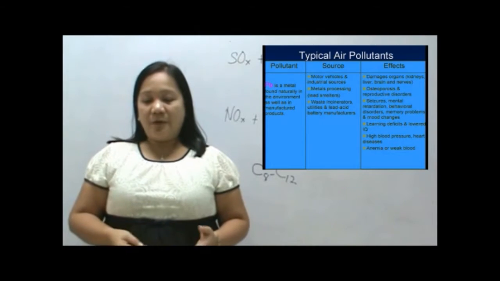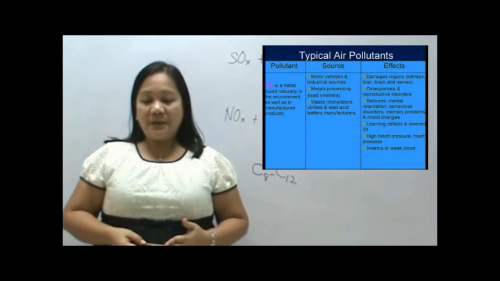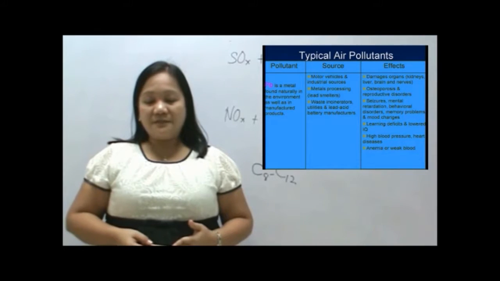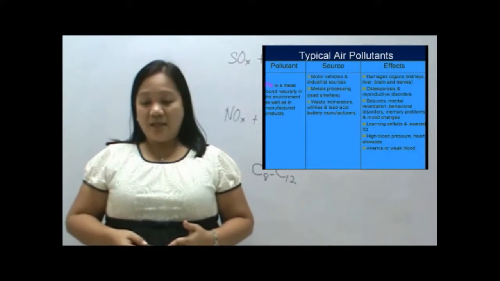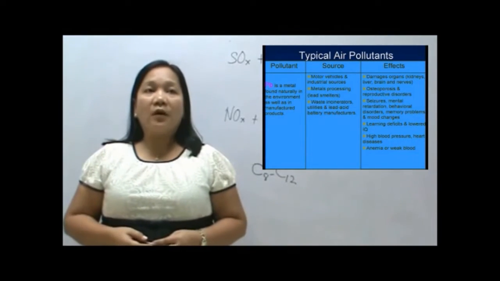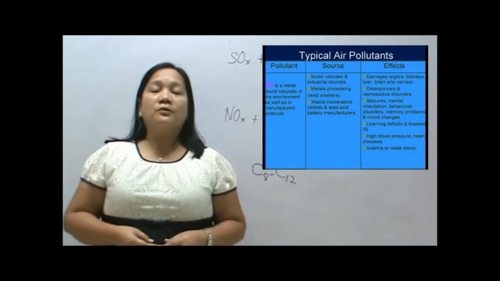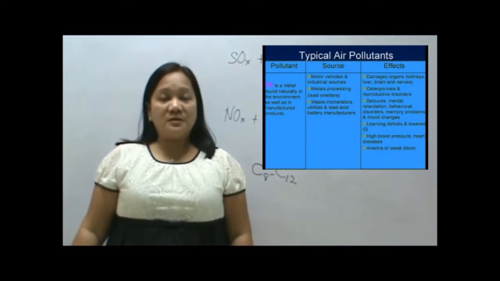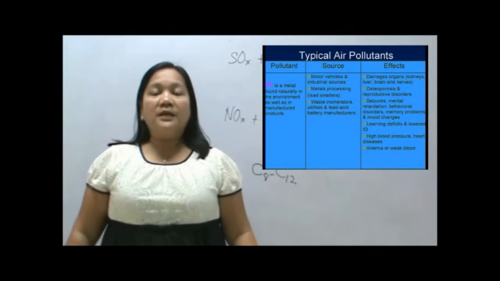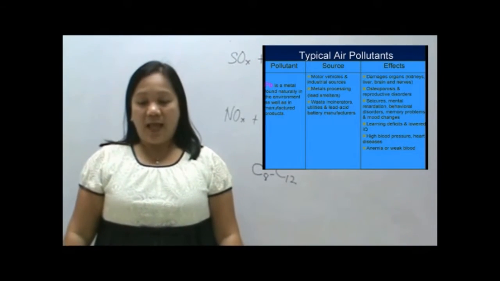Now, aside from motor vehicles and industrial sources, you can also have lead from, of course, metals processing such as lead smelters. And you could also have this from waste incinerators and utilities and lead acid battery manufacturers. For incinerators, normally the lead would be found from the ash that would be burned from the coal. Since this is just a waste disposal facility, we don't use high-grade coal. And therefore, low-grade coal doesn't just contain the sulfur, but also some heavy metals present in the atmosphere.